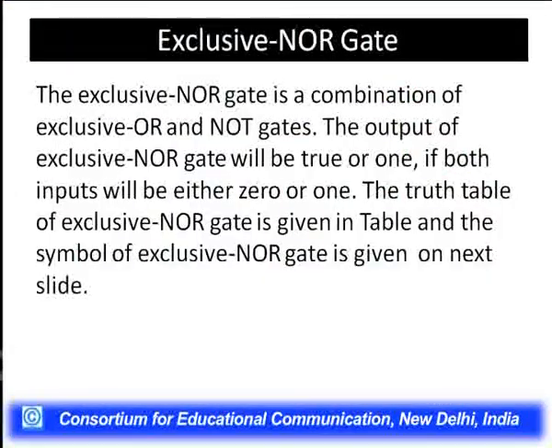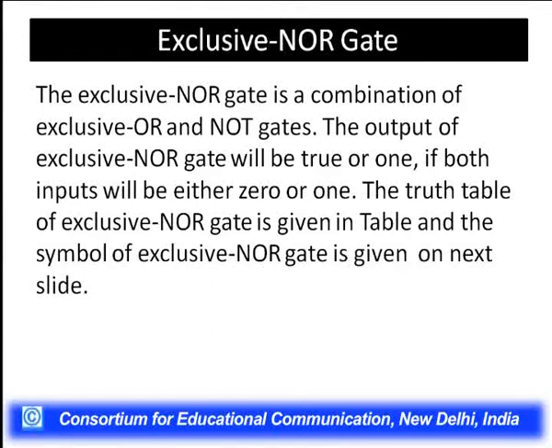So this is the truth table, and the symbol is given here on the right side of the truth table. The equation of exclusive OR or XOR is given as X equals A plus in a circle B. Now consider the next, the exclusive NOR gate. The exclusive NOR gate is a combination of exclusive OR and NOT gate. The output of the exclusive NOR gate will be true or 1 if both inputs are either 0 or 1.